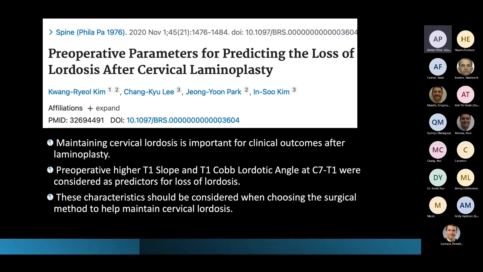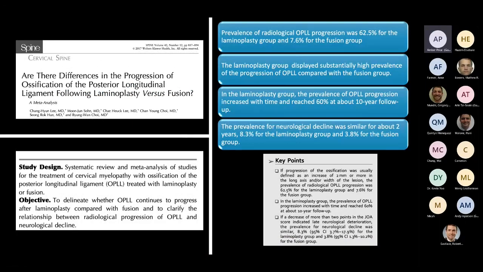This paper cites potential reasons why patients might have a postoperative kyphosis, and could be a whole grand rounds in itself, but a preoperative higher T1 slope can be associated with it. So just stratifying your patients and choosing appropriately there.